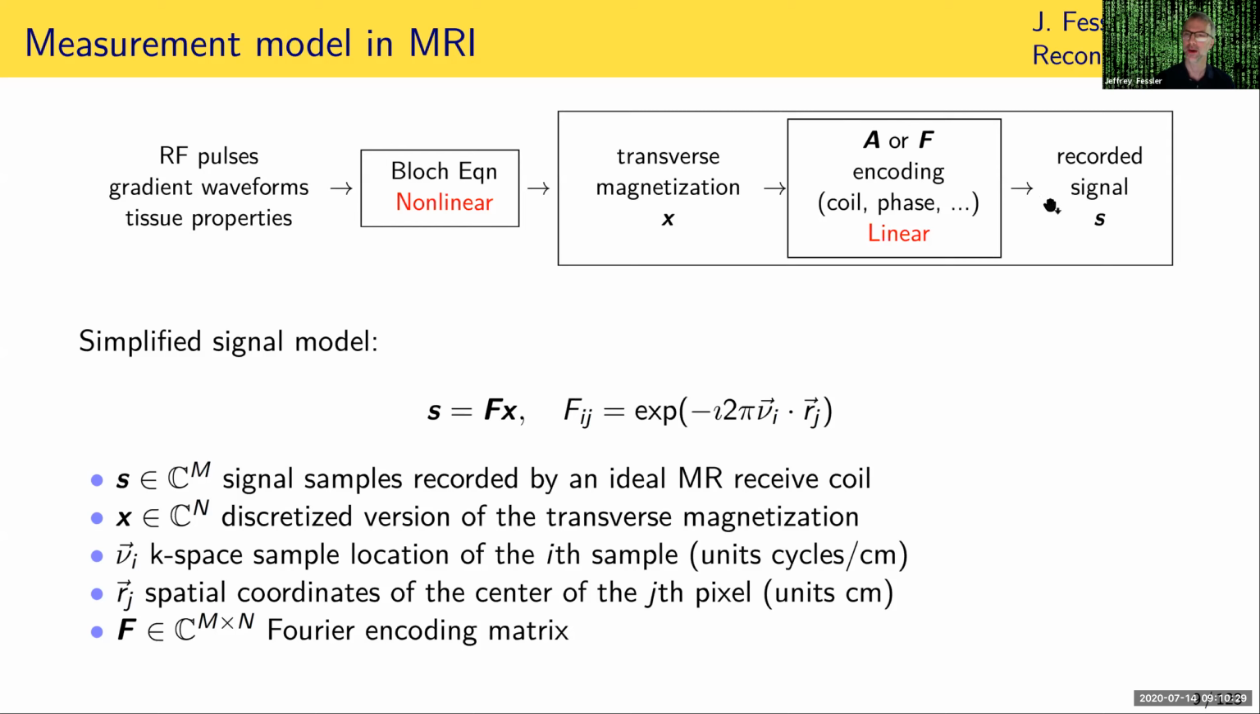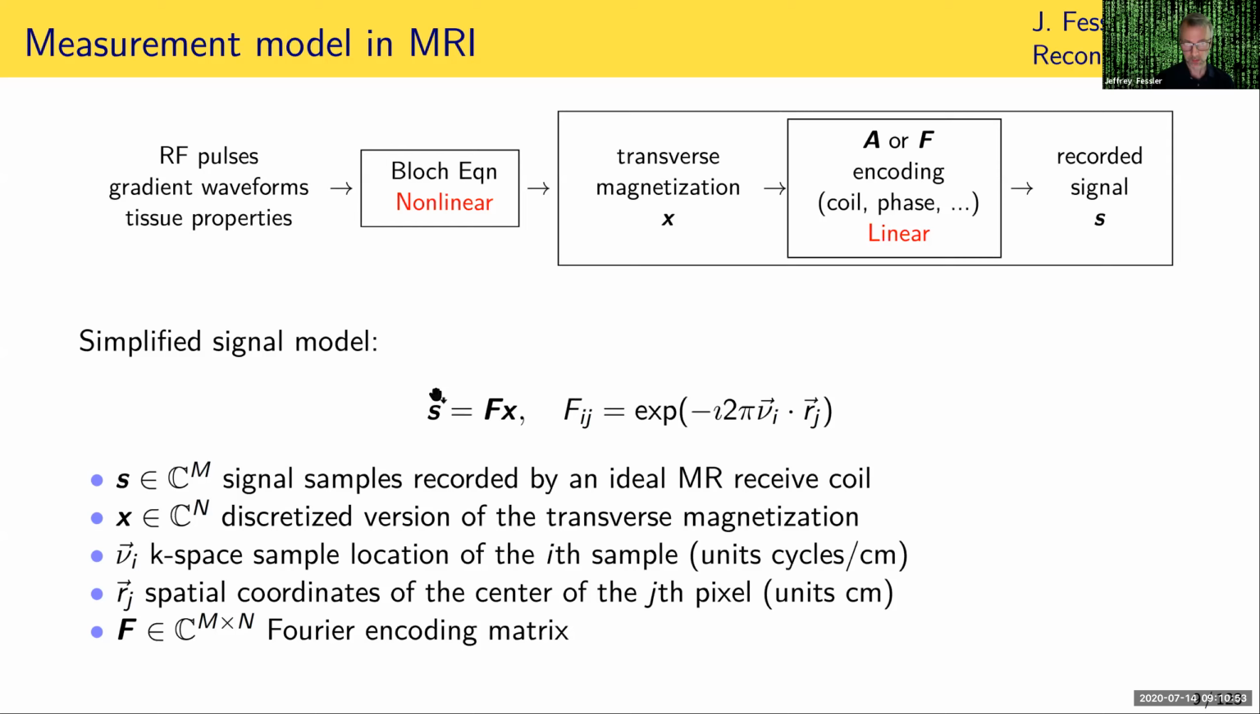And that's a linear model between the transverse magnetization and the recorded signal. So I will be focusing mainly on this part of the model here, going from the recorded signals back to an image of the transverse magnetization. Quantitative MRI deals with the topic of going from that further back to quantifying the tissue properties. And like I said, that's a whole other talk.